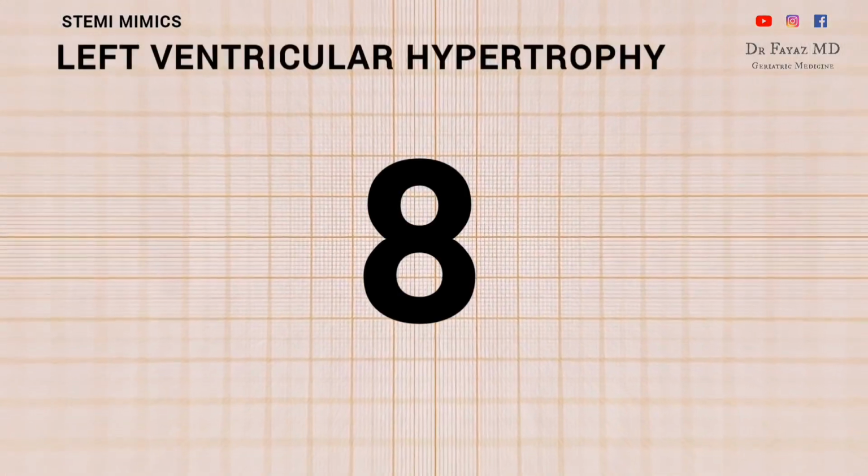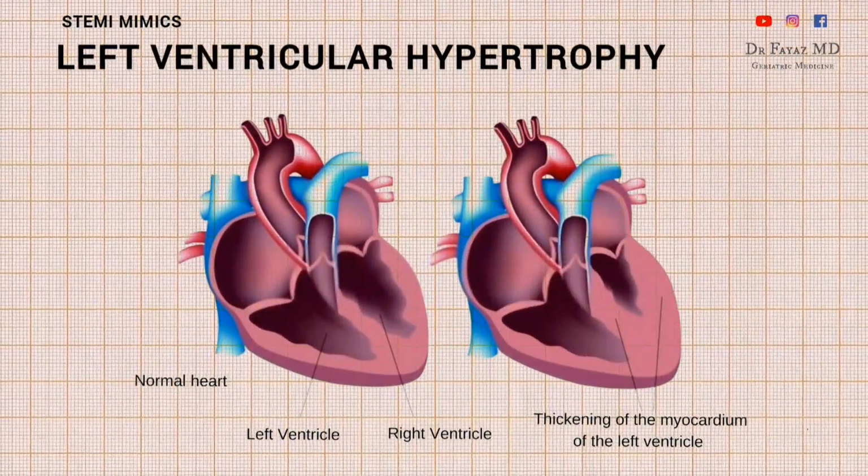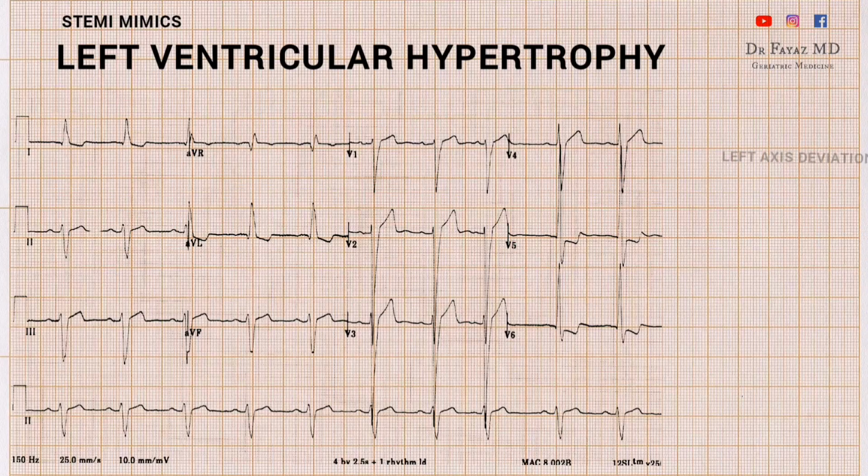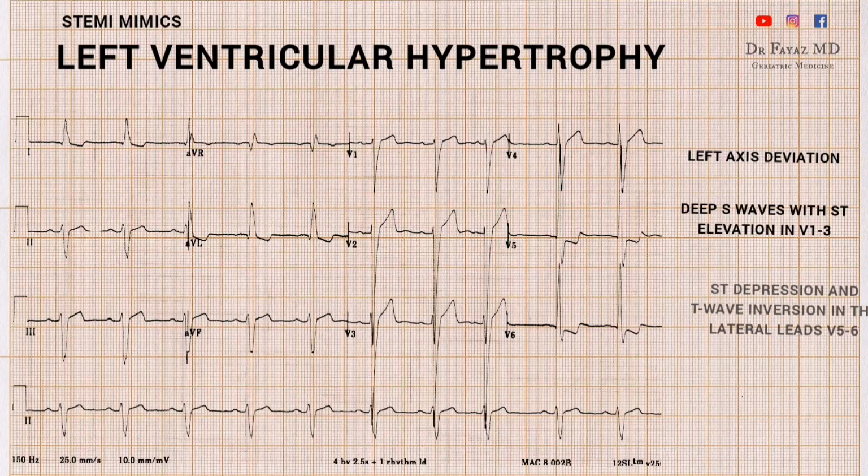Number 8, left ventricular hypertrophy. This happens because of the repolarization abnormality. In ECG, we can see the left axis deviation along with deep S waves and ST elevation in V1 to V3, ST depression and T wave inversion in the lateral leads V5 and V6.